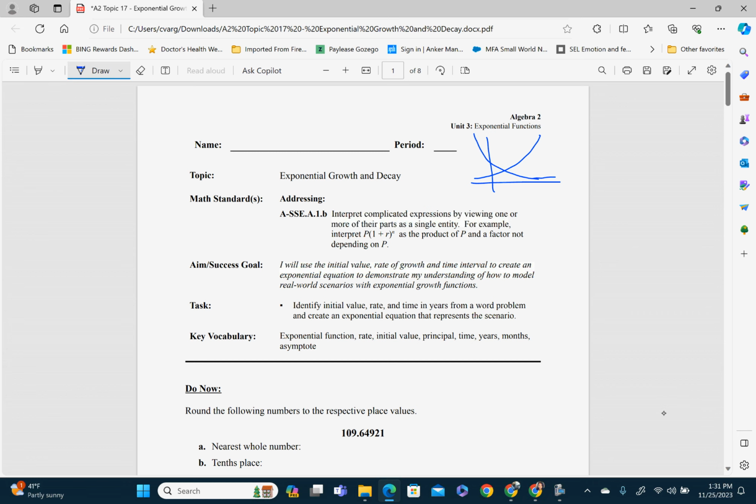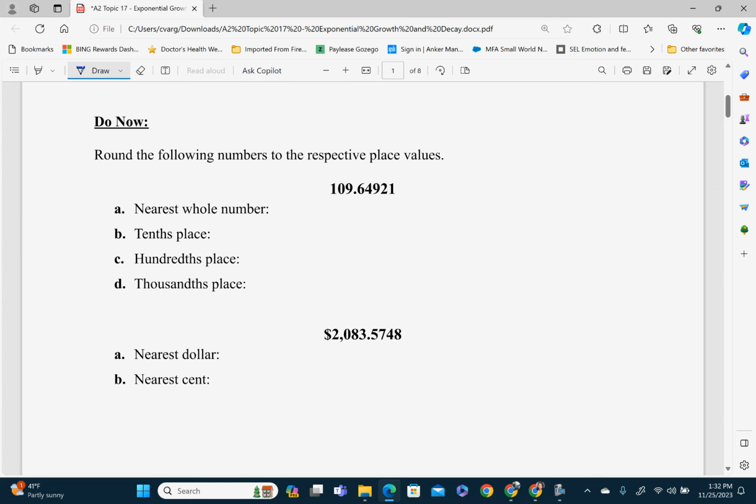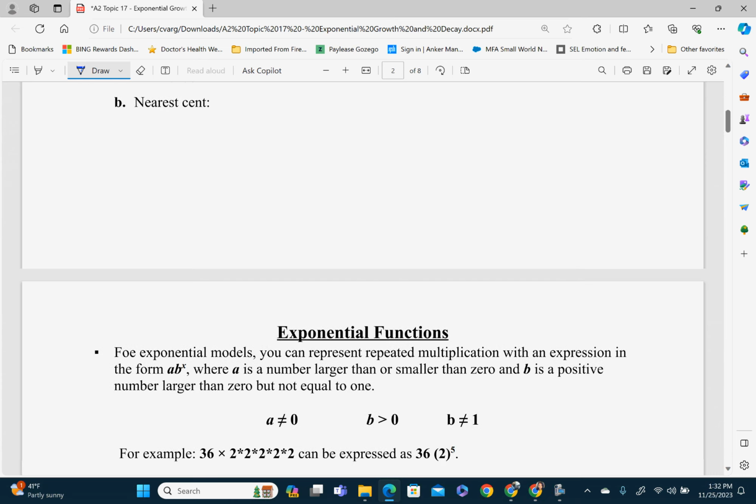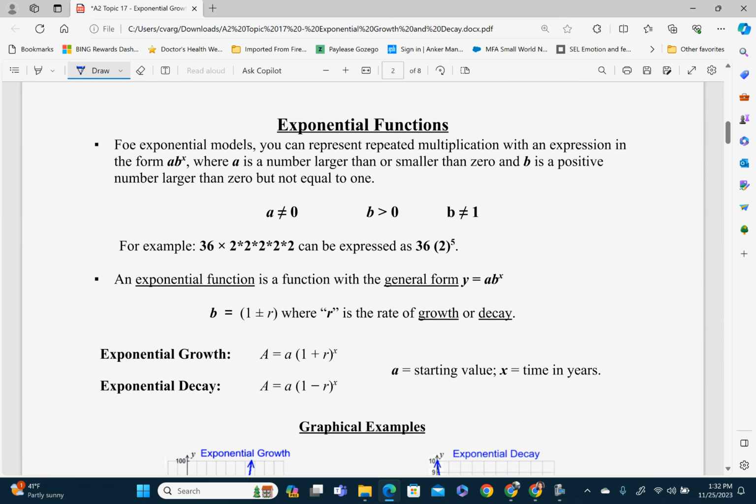Now this one speeds up over here, and then slows down, slows down, slows down. So this is decay. Before we go ahead and start the lesson, do some practice on rounding. And then we're going to go into our lesson on exponential functions and what that is.